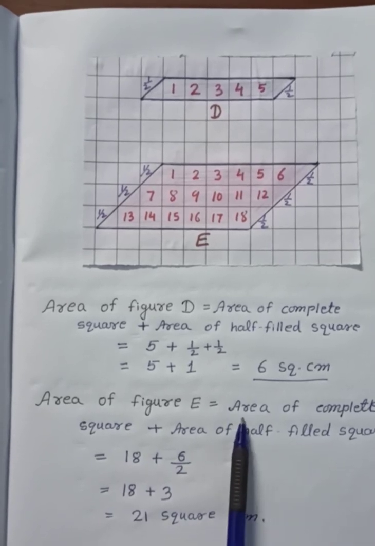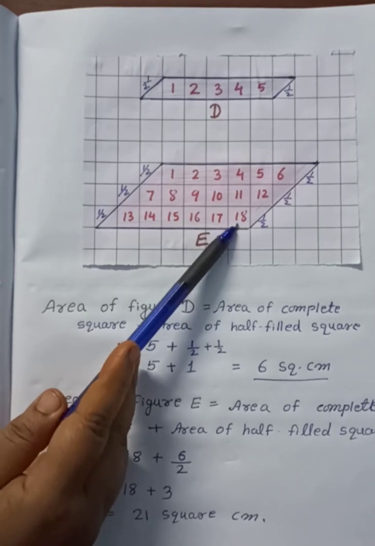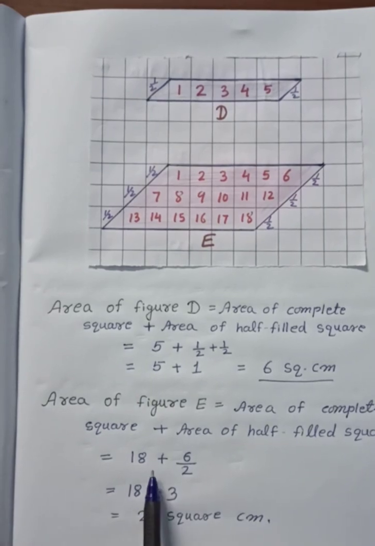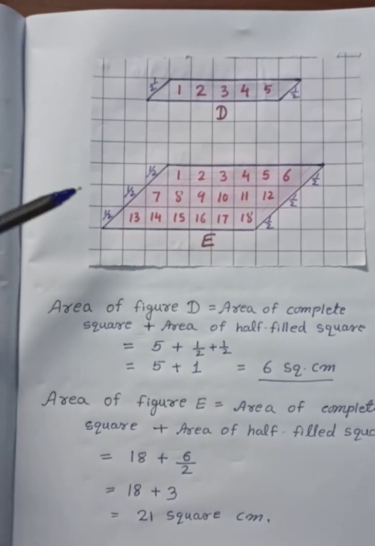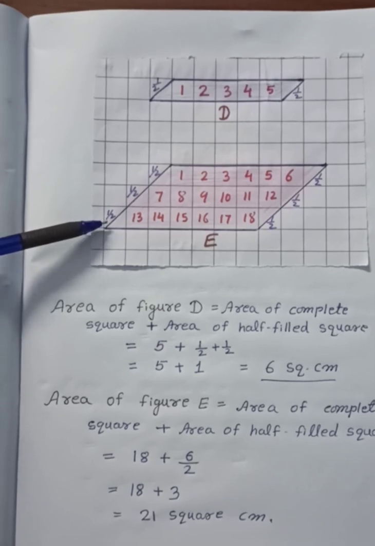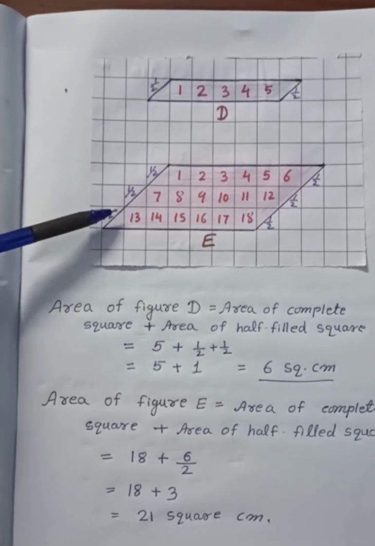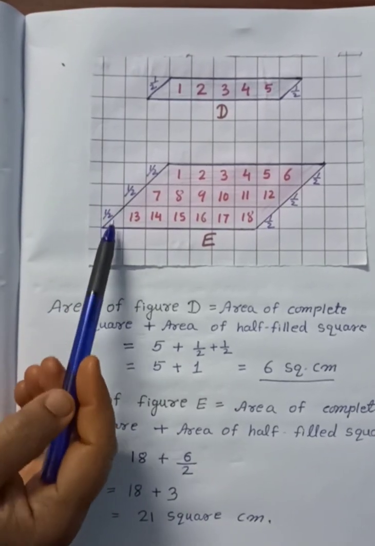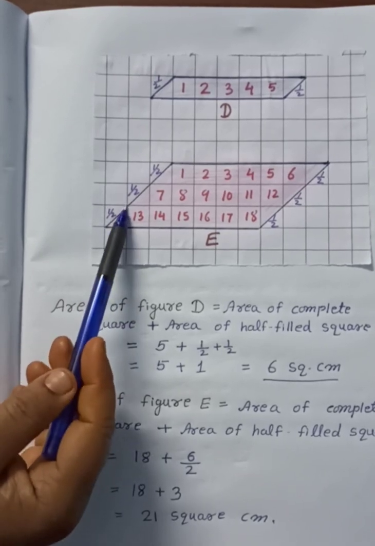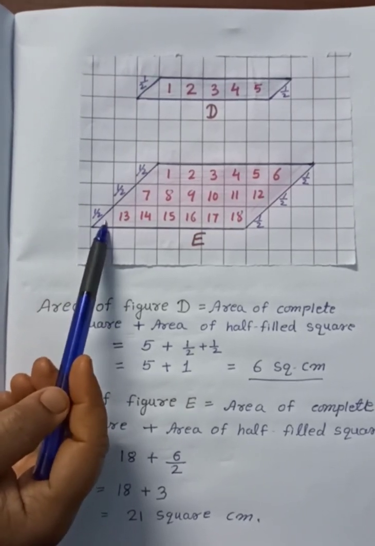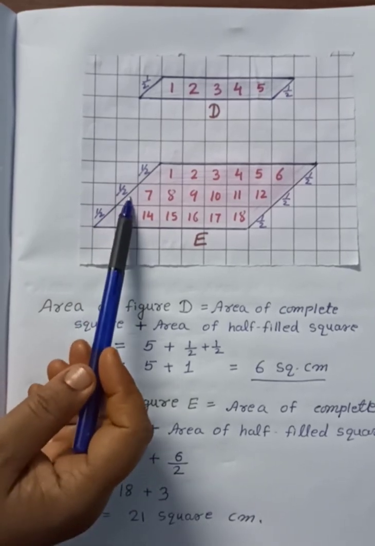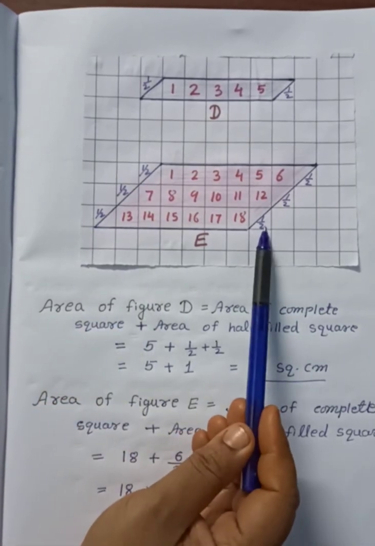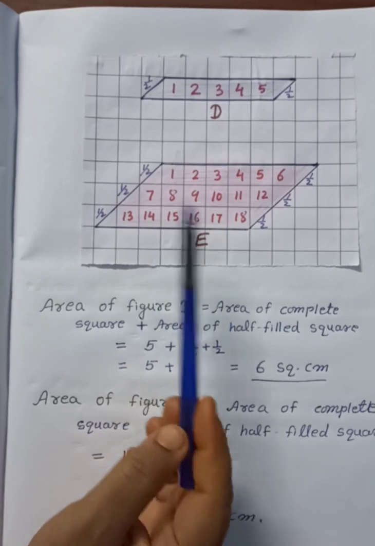Okay. So total area of complete square is 18. When you will count all complete square, you will get 18. So here I have written 18. Then we have to see here how many half filled squares are here. Okay. So this side, if you will see, it is exactly divided into 2 parts. One square is divided into 2 parts. So this is the half part. Same way, here is half, here is half. So this side is 3 half and that side is 3 half. So 3 half plus 3 half is 6 half.